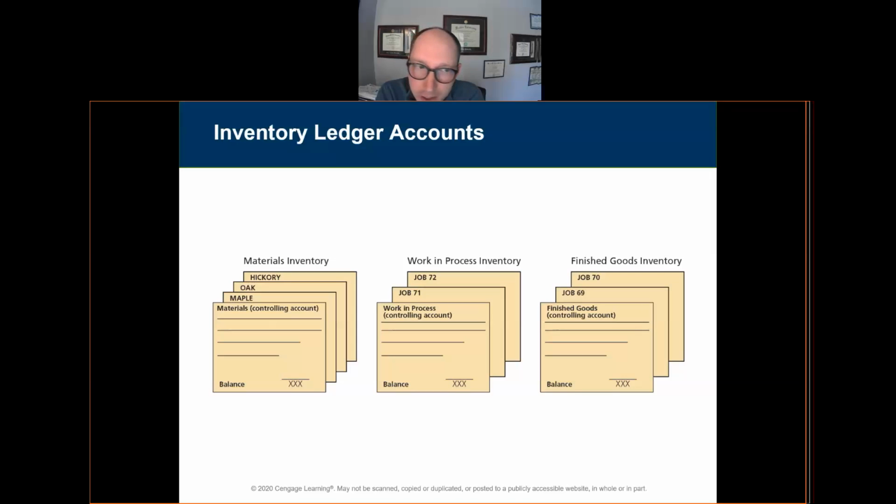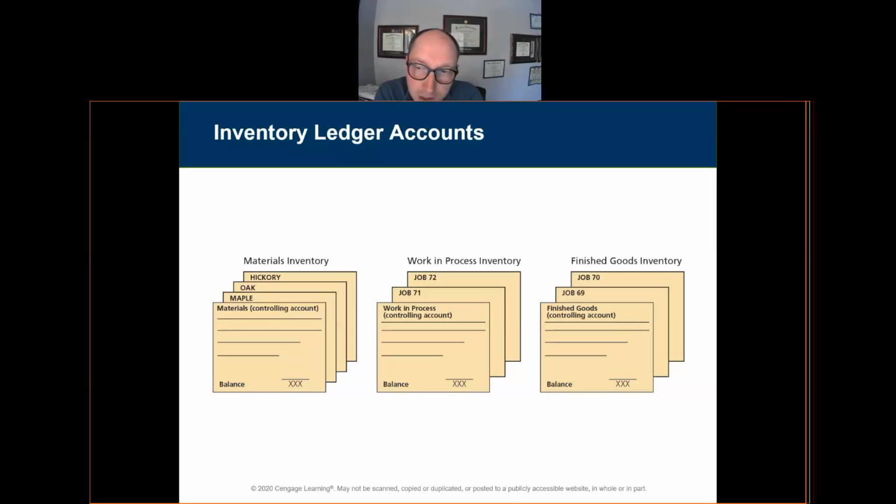called inventory ledger accounts. Inventory ledger accounts track the individual components of inventory. In our raw materials inventory, we have hickory, oak, maple. All of these are types of wood. The wood is a part of raw materials. So in raw materials inventory, we add up the cost of each type of wood and how much wood we have of each type. That's on our materials control account.